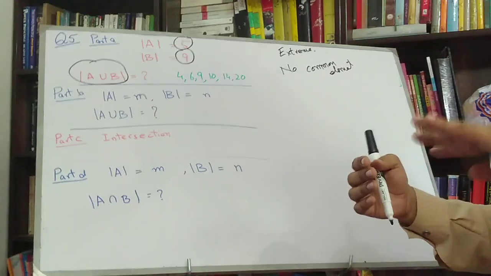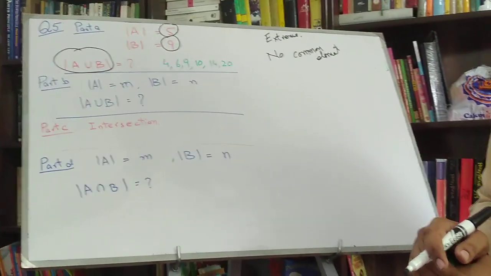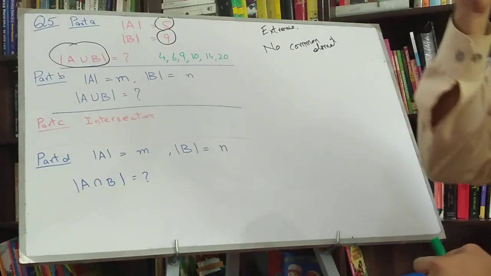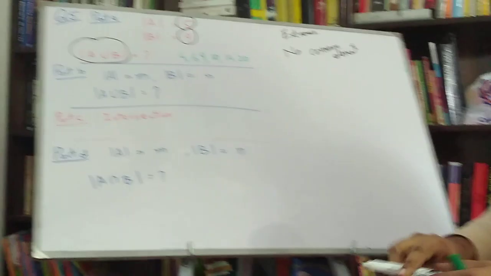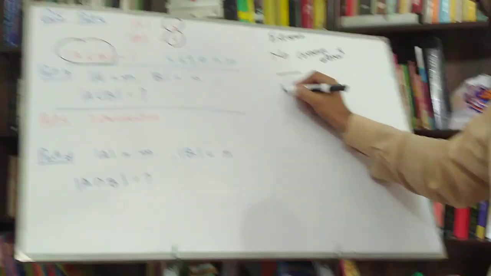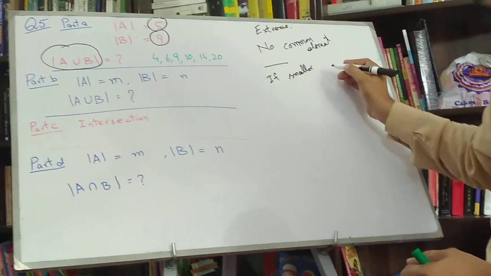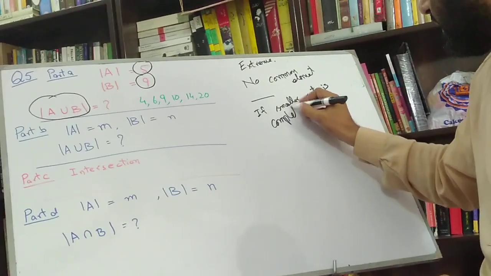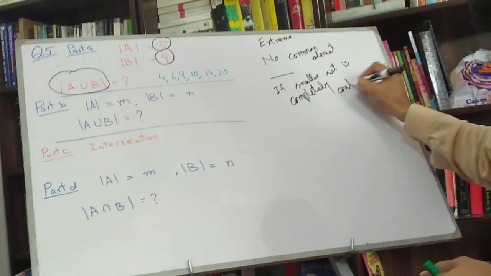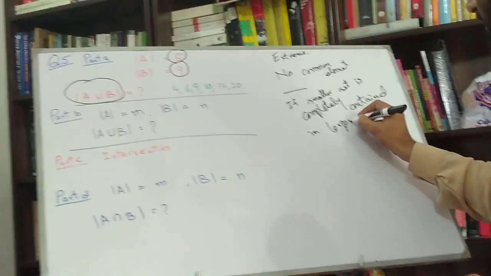If we take the union, all elements of A and all elements of B will come in the union. So it's obvious what the size of the union will be. And if we have some elements common, we will count those elements only one time. So what is the other extreme case? The extreme case is if the smaller set is completely contained in the larger set.